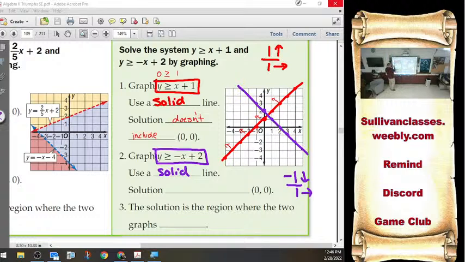And then I plug in 0, 0. If I use 0 here, I get a 2. Is 0 greater than or equal to 2? No. So I have a solution that doesn't include 0, 0. So I'm not going to shade towards the 0, I'm going to shade away from the 0.